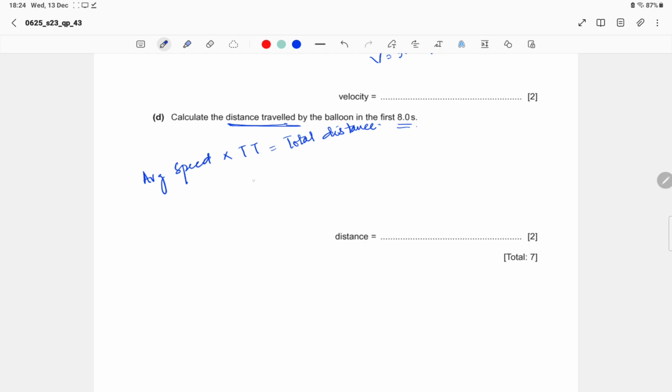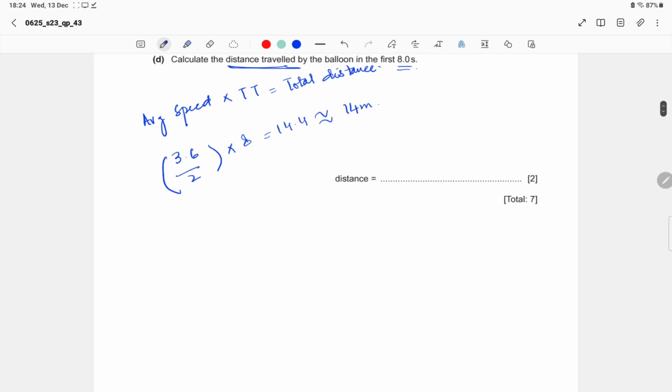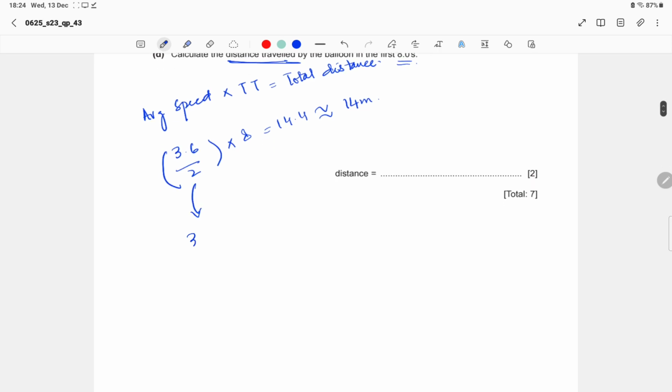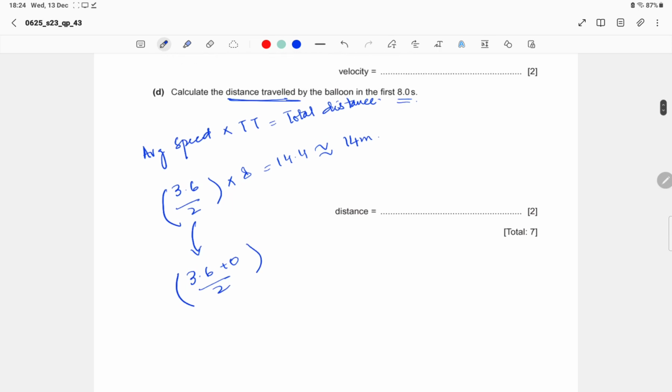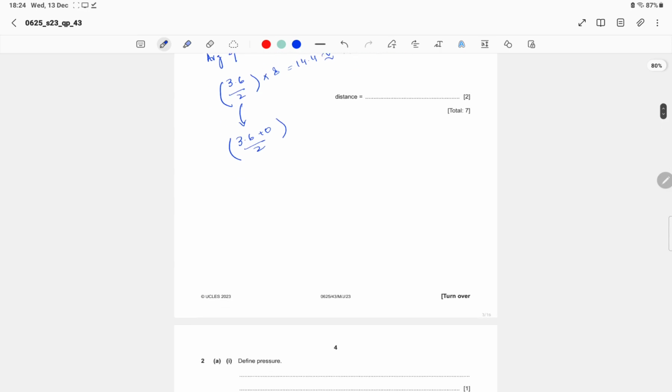Average speed equals total distance divided by total time. So again, 3.6 divided by 2 because it's the average speed, and then you have to multiply it by 8. So it's going to be 14.4 meters, which is going to be 14 meters. So this is your answer. By the way, if you want to do the same, 3.6 plus 0 divided by 2 is the average speed formula, and this is how we are going to solve this question.